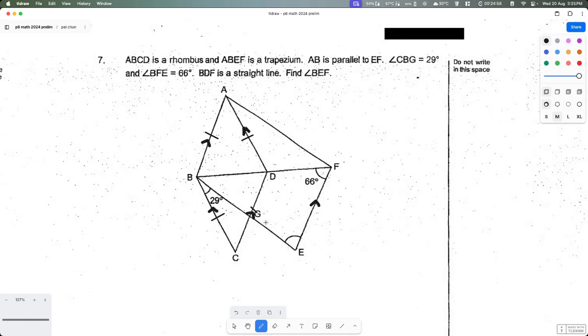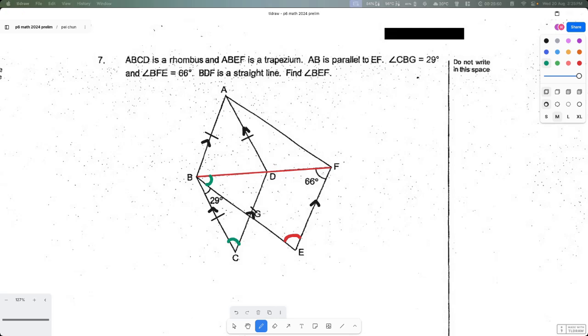Okay, so CBG, which is this one, is 29 degrees, and BFE is 66 degrees. BDF is a straight line. Let me just draw a straight line over here. Find BEF, which is over here. To find BEF, if you are able to find this green angle over here, then we are able to get BEF. So how do we get this green angle? If we can get one of the angles, then we are able to get the other side as well.